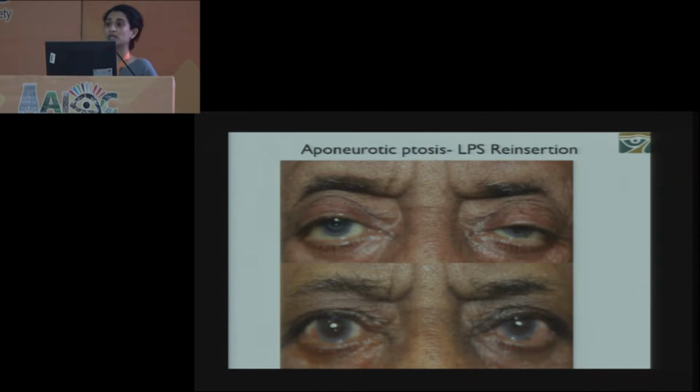Aponeurotic ptosis usually presents in older patients. If it presents in younger individuals, what could be the cause? Traumatic. Yes, tell me. Blepharochalasis. So what is blepharochalasis?